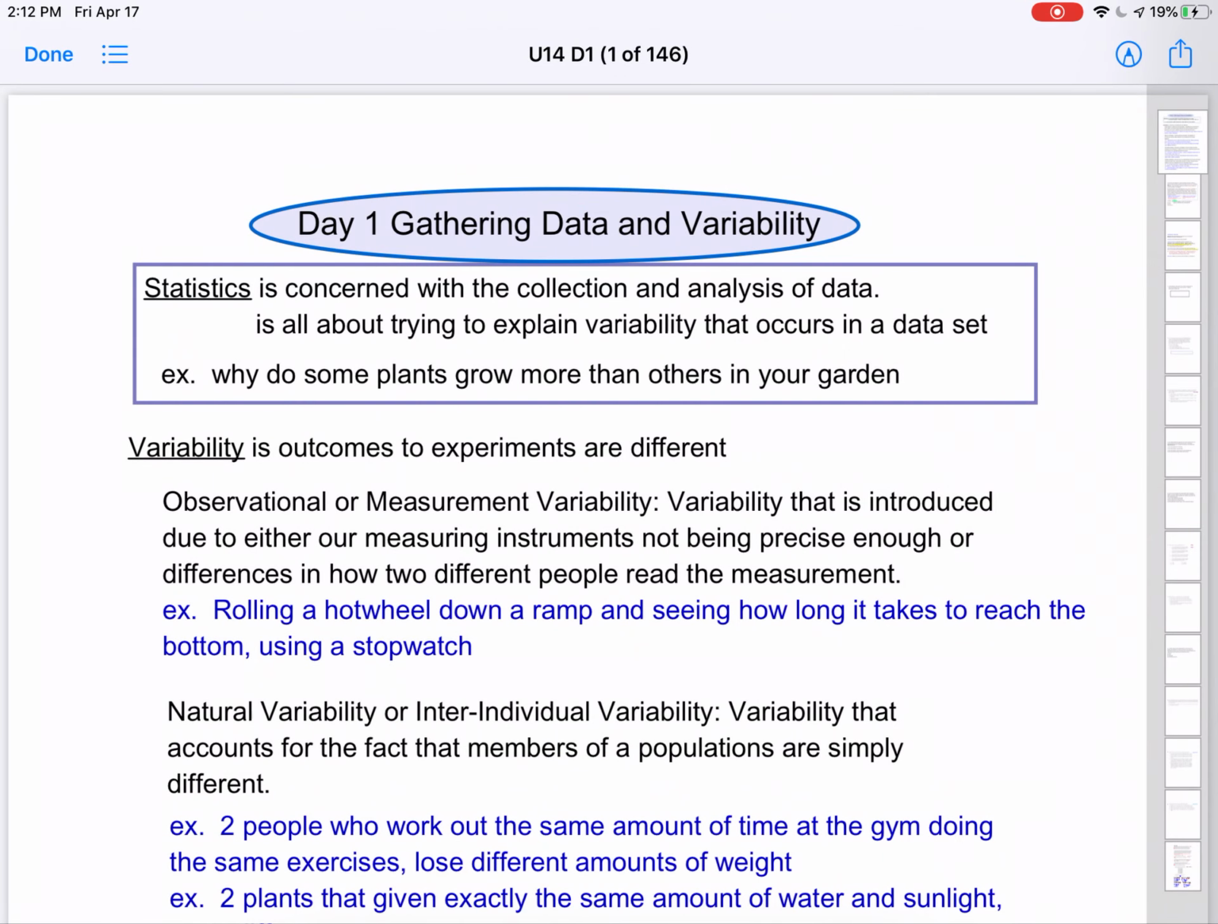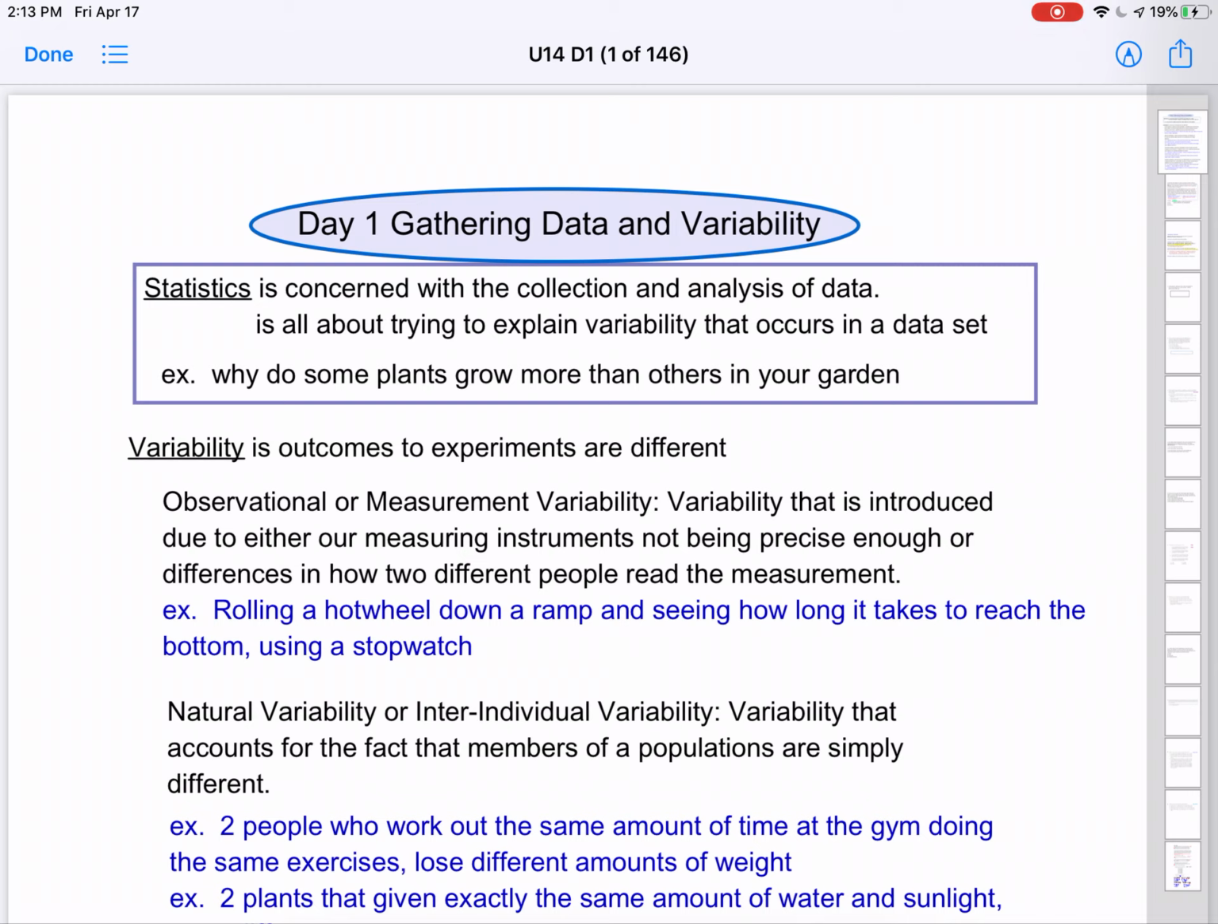Okay, guys, here we go. Last unit of the year, Unit 14, Statistics. This whole lesson today is really just tons of talking, so it kind of stinks that we're not there together to interact and discuss. So I guess just do the best you can to listen to me.